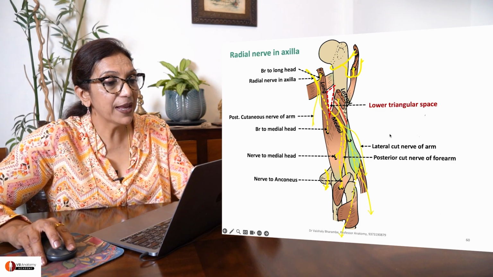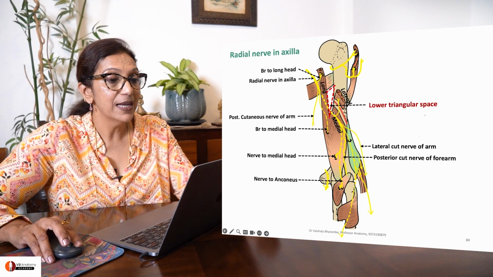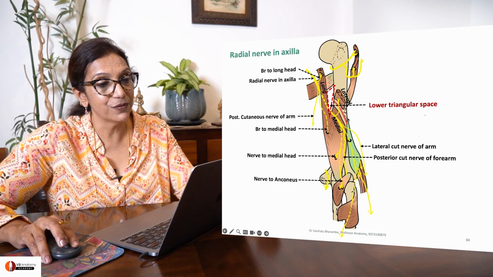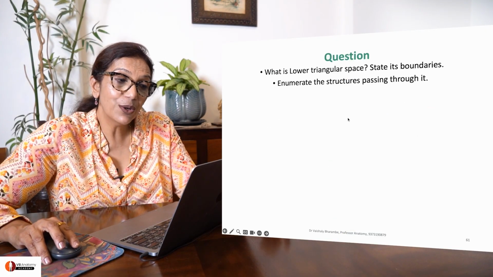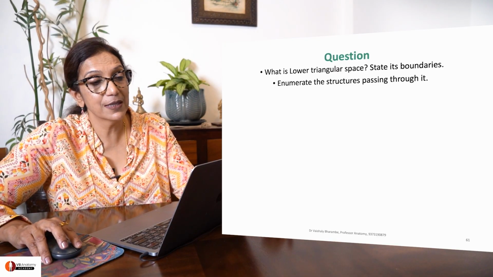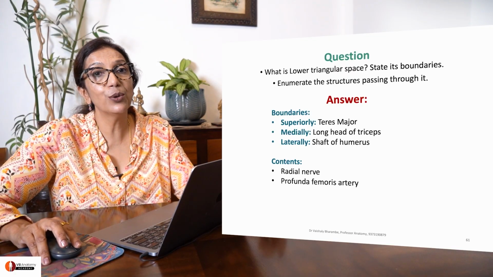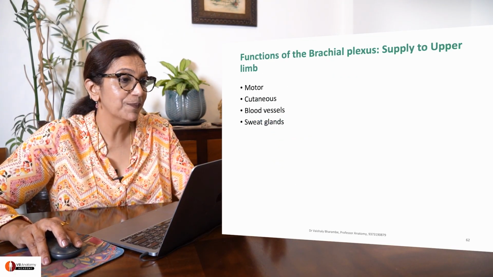This is the lower triangular space through which the radial nerve finally exits the axilla, entering into the spiral groove. What is lower triangular space? State its boundaries. Enumerate structures passing through. Again, the answer is here and a separate lecture is already made on this, so do please watch that.